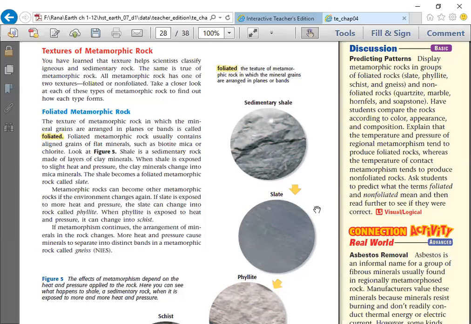The texture of metamorphic rock in which the mineral veins are arranged in planes or bands is called foliated. Foliated metamorphic rock usually contains aligned grains of flat minerals, such as biotite mica or chlorite. Look at figure 5. Shale is a sedimentary rock made of layers of clay minerals. When shale is exposed to slight heat and pressure, the clay minerals change into mica minerals. The shale becomes a foliated metamorphic rock called slate.